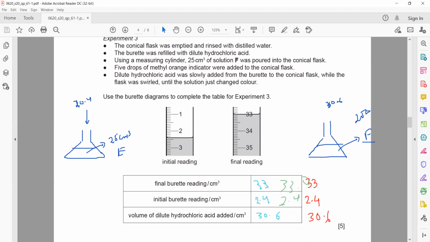Which solution is having a greater concentration? Unknown solution E or unknown solution F? So F is more concentrated, F is having a greater number of particles, that's why it needs a greater amount of HCl to show a color change. E is having a small number of particles, that's why it needs a small quantity of HCl to show a color change. So F is more concentrated or E is dilute.